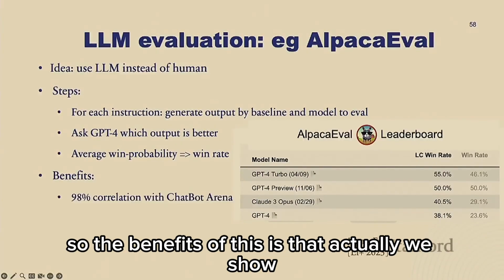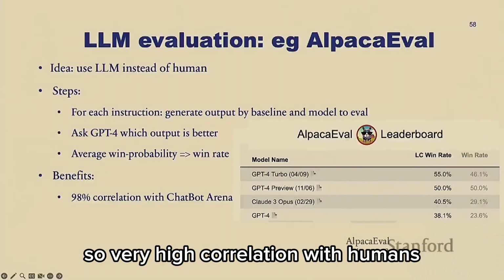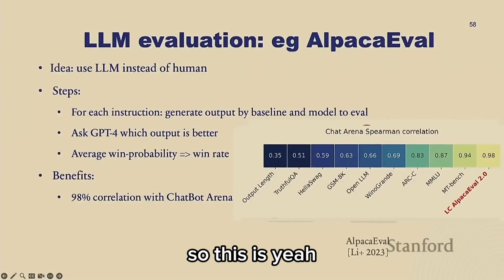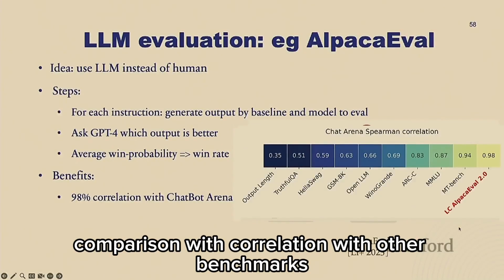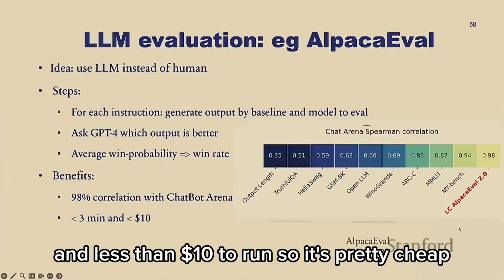So the benefit of this is that we actually get 98% correlation with Chatbot Arena, so very high correlation with humans. This is a comparison of correlation with other benchmarks, and it takes less than 3 minutes and less than $10 to run, so it's pretty cheap.